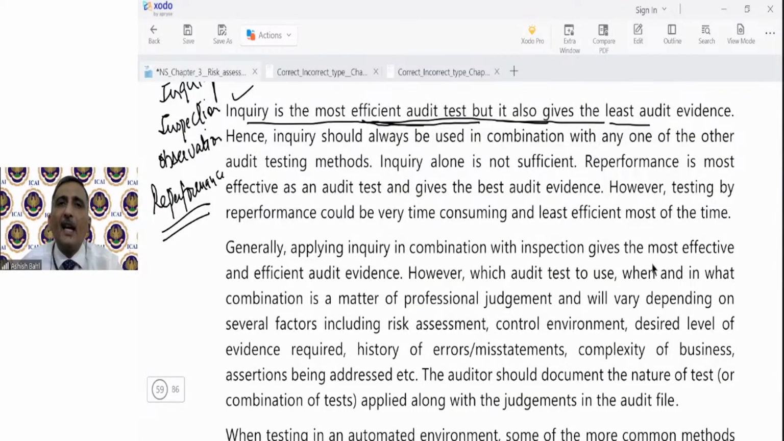If I don't understand something, I will inquire: sir, what is this system of yours, will you tell me? So I am seeking information, or say I am sending a mail to an officer of the company inquiring something. So it is the most efficient. It doesn't take time, that is why it is efficient. I am simply asking orally or I am writing a mail. So it is the most efficient audit test, but it provides least audit evidence.